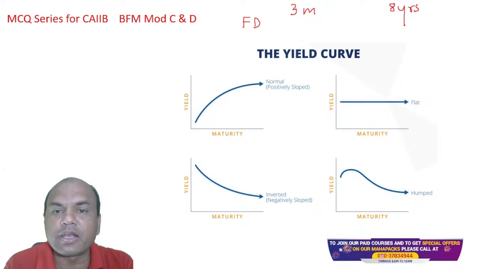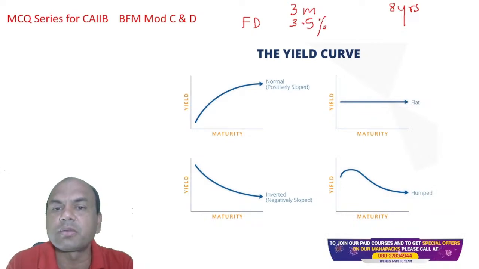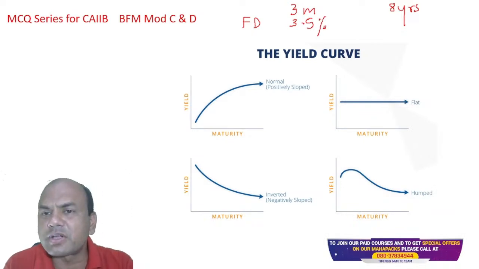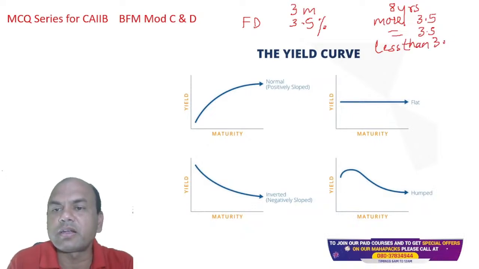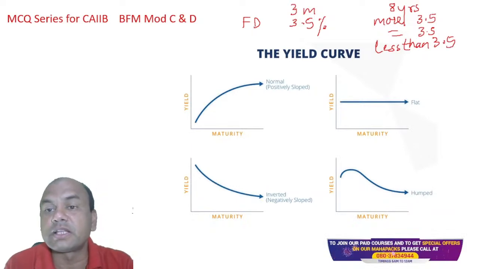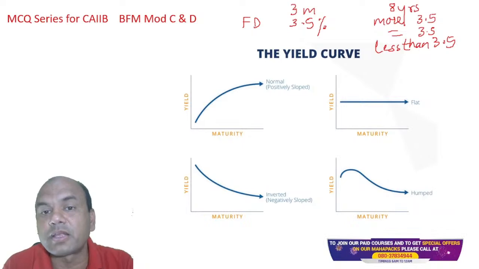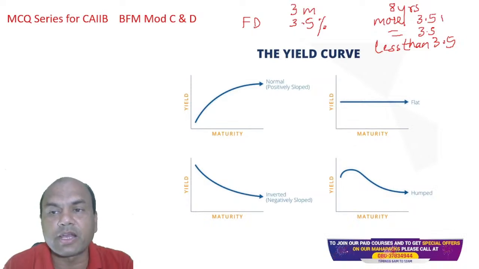If you are getting an FD rate of interest of, let's say, 3.5%, what do you think I should get? Should it be more than 3.5, equal to 3.5, or less than 3.5? I'm keeping it for 8 years and you are keeping for 3 months. So I'll be getting more than 3.5. Correct.